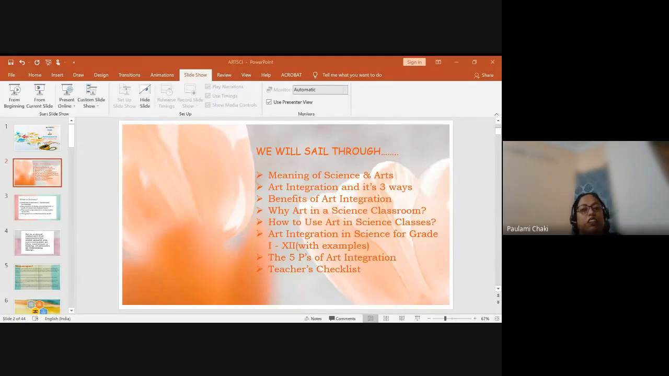So what is art integration? According to the John F. Kennedy Center for Performing Arts, art integration is an approach to teaching in which students construct and demonstrate understanding through an art form. That is the basic thing which we all know about art integration.